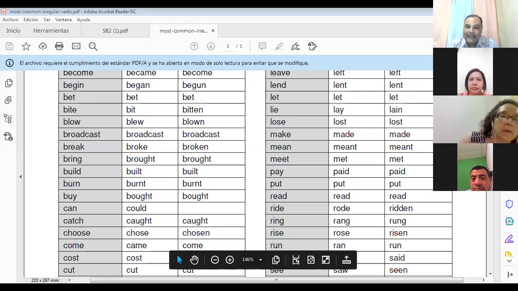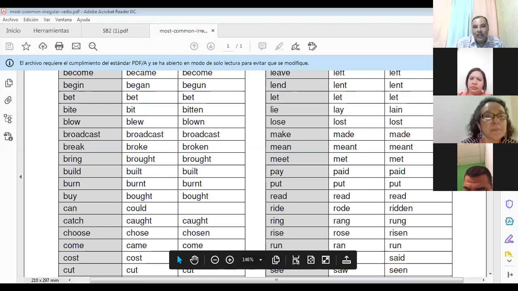Now, let me tell you this. Probably you know that in English, we have two types of verbs. Regular verbs end in ed, so the simple past and the past participle are the same. But the irregular verbs are in the list that I gave you, because the simple past is sometimes different from the past participle. Are we clear? Now, how do you make the negative?